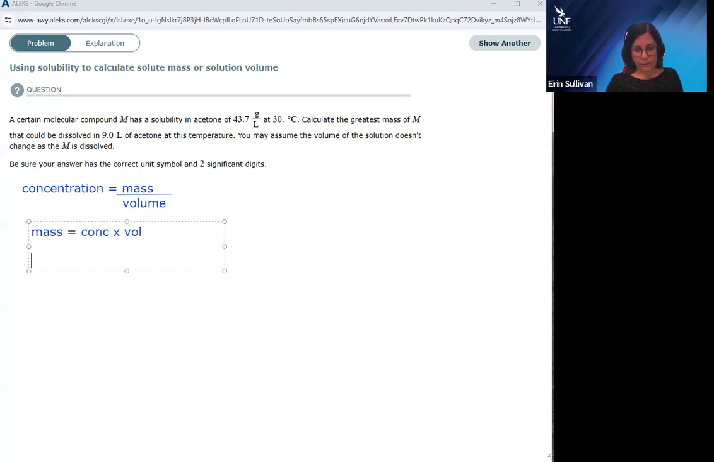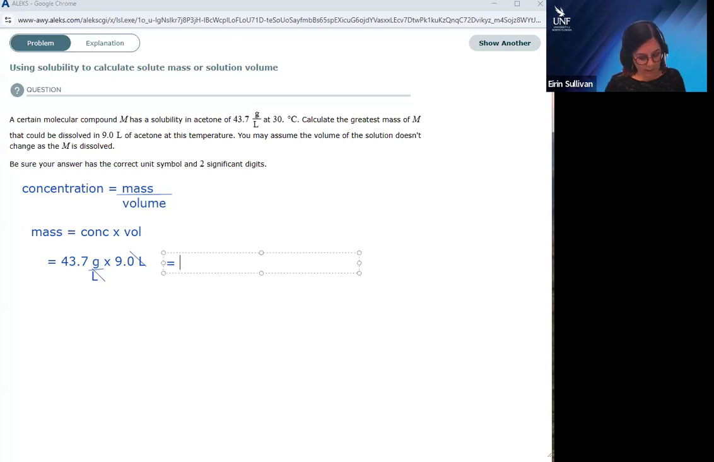And if you're not sure, dimensional analysis is your friend. The concentration was 43.7 grams per liter, and we are going to multiply by a volume. The volume was given to us in liters, which makes it nice and easy on the units. Liters will cancel out and give us a mass in grams. Remember, this is for a saturated solution, defined as the maximum mass of solute that you could dissolve per liter of solution.